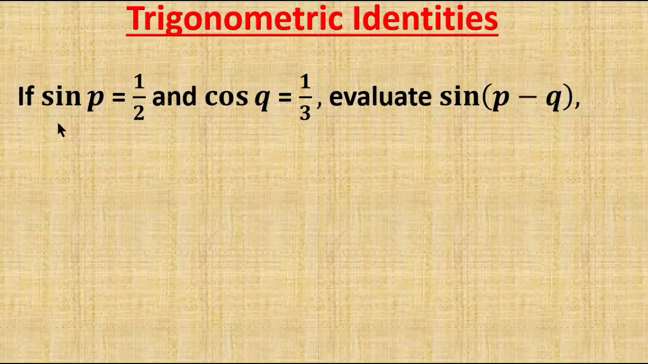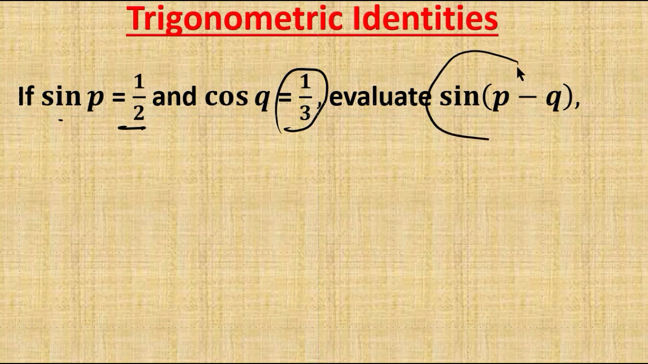We'll be taking a look at this question on trigonometric identities. It says, if sine p is equal to half and sine q is equal to 1 over 3, it wants us to now evaluate the sine of p minus q. First, let's understand what sine p minus q is.